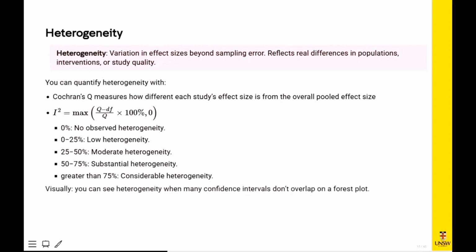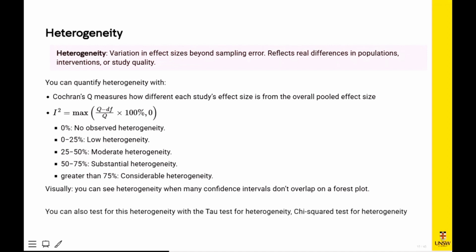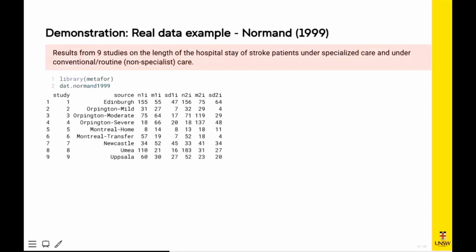So visually, you can also see on your forest plot the heterogeneity when you see that the confidence intervals, and I'm going to show you the forest plot in just a moment, are not overlapping. If there's not a lot of overlap, it goes along with a high heterogeneity statistic. There are a couple other ones that you can do as well.